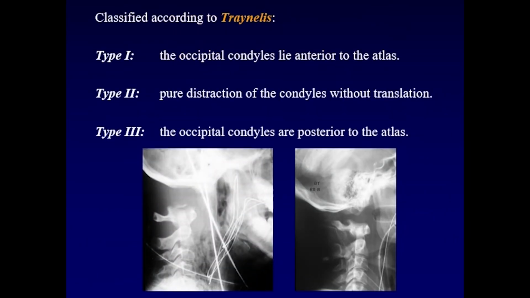Type 1, the occipital condyles lie anterior to the atlas. Type 2 is a pure distraction injury of the condyles without any translation. And type 3, the occipital condyles are posterior to the atlas.